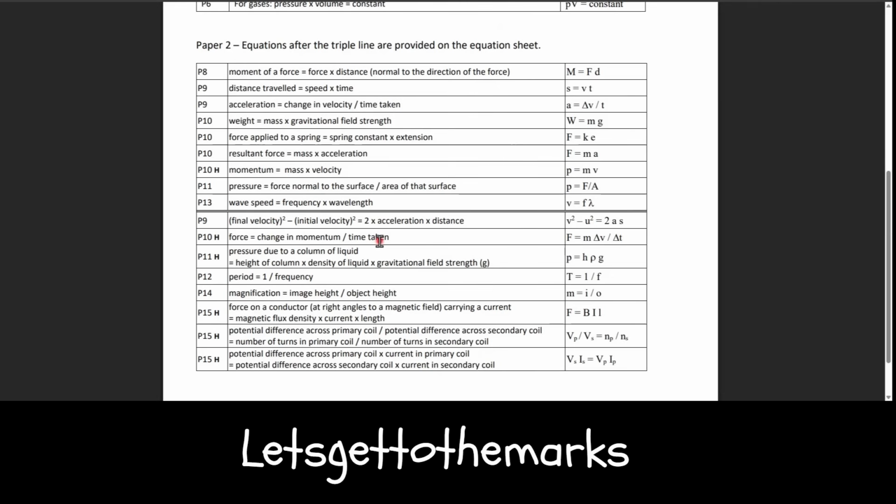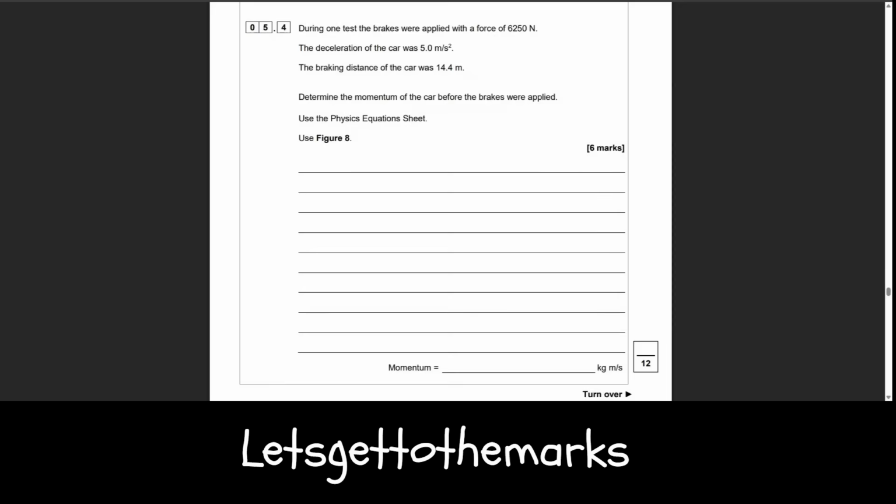Force equals changing momentum over time taken. What else? Final velocity minus the initial velocity. So we can find out the initial velocity, and we can do 2 times the acceleration, which they gave us, and they gave us the distance. Great. We've been given force though, and force isn't there. What is the one with a force? Resultant force equals mass times acceleration, F equals ma. Okay, so I think we've got all the equations we need.